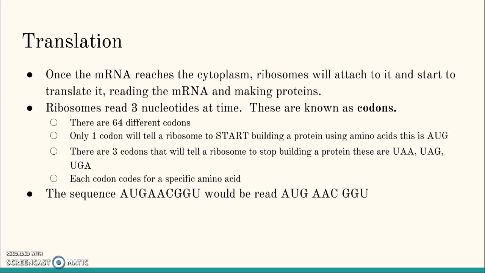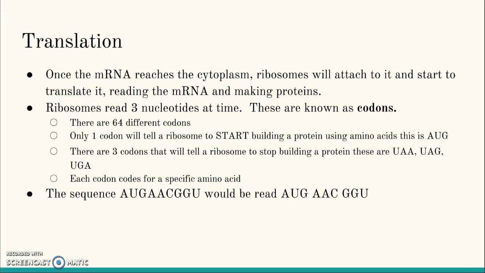There are 3 codons that will tell a ribosome to stop building a protein, and these are UAA, UAG, and UGA. If this is in the code, the mRNA will fall off of the ribosome and it will no longer read it. We will no longer have any more amino acids come in. Each codon codes for a specific amino acid. So it's not whatever amino acid it feels like bringing in.